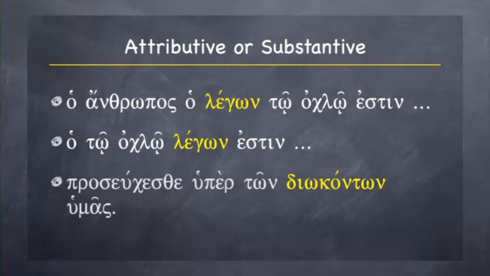Jesus' words: proseuchesthe, pray, on behalf of ton diokonton. You don't know this word. It occurs less than 50 times. It's dioko, means to persecute. That's obviously the participle, persecuting. Humas is accusative because it's the direct object of the participle. So you go, pray on behalf of the persecuting.